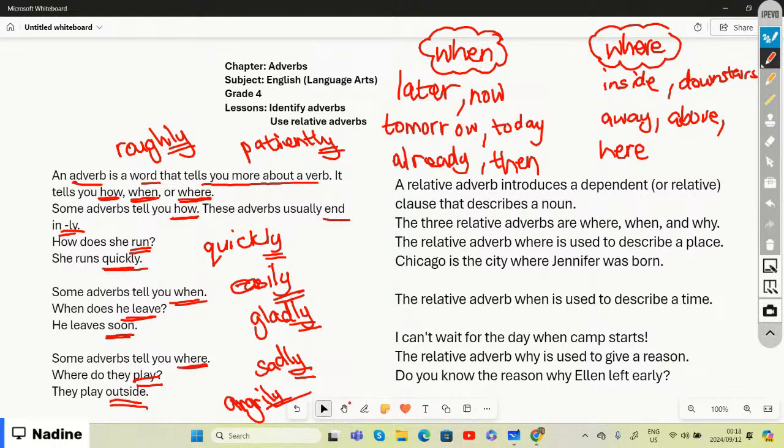And remember, an adverb is a word that tells you more about the verb. It's the same as adjectives. Adjectives tell us about the noun. It describes the noun. It modifies the noun. Whereas adverbs tell us more about the verb.